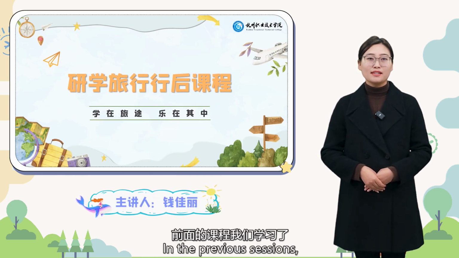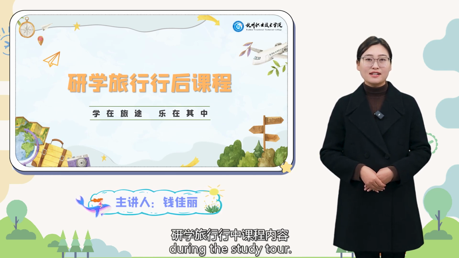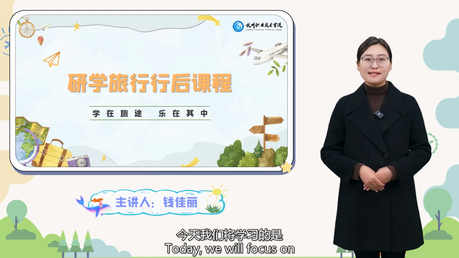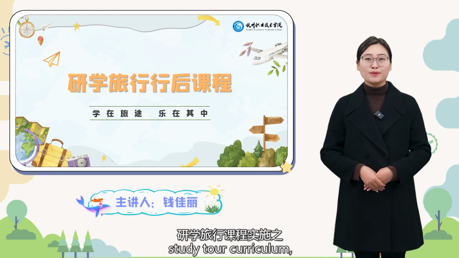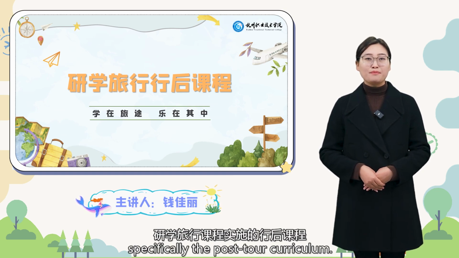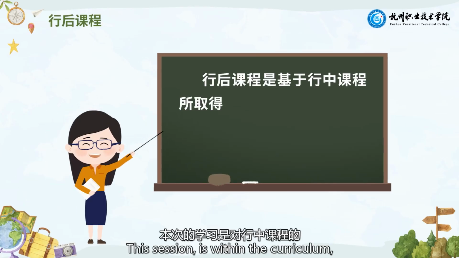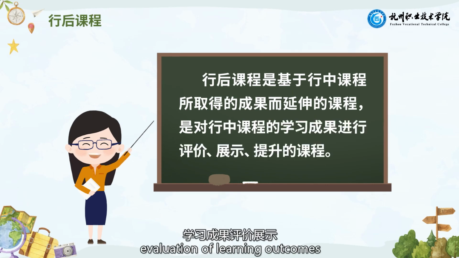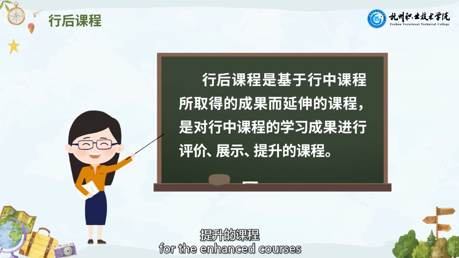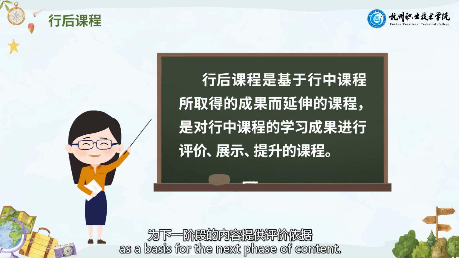In the previous sessions, we learned about the curriculum during the study tour. Today, we will focus on the implementation of the study tour curriculum, specifically the post-tour curriculum. This session is within the curriculum, a demonstration of the evaluation of learning outcomes for the enhanced courses as a basis for the next phase of content.